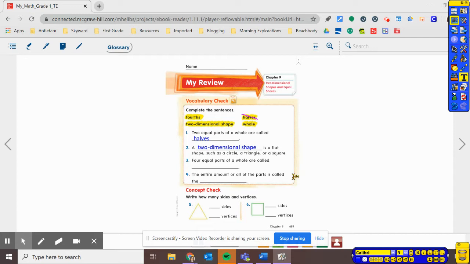Number 3, 4 equal parts of a whole are called what? Are they called fourths or a whole? Well, it wouldn't really make sense for me to say 4 equal parts of a whole are called a whole, but it would make sense for me to say 4 equal parts of a whole are called fourths. So write that on your line. And then that would mean that number 4, the entire amount or all of the parts is called the whole. So go ahead and finish writing those again. If you need more time, pause the video and unpause when you're ready to move on.